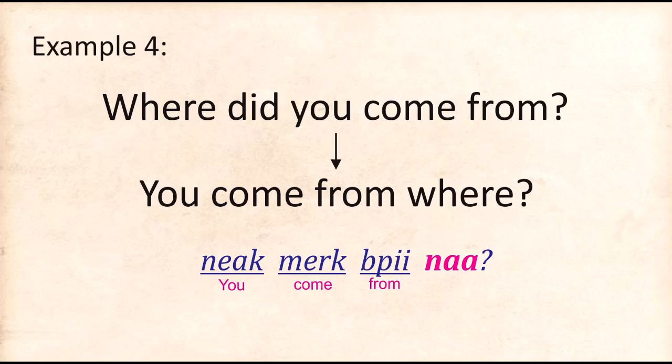Example number 4. Where did you come from? When you change to Khmer style, you come from where? And then the meaning in Khmer, អ្នកមកពីណា. មក is to come and ពី is from. So when you say come from, មកពី. This sentence again, អ្នកមកពីណា.